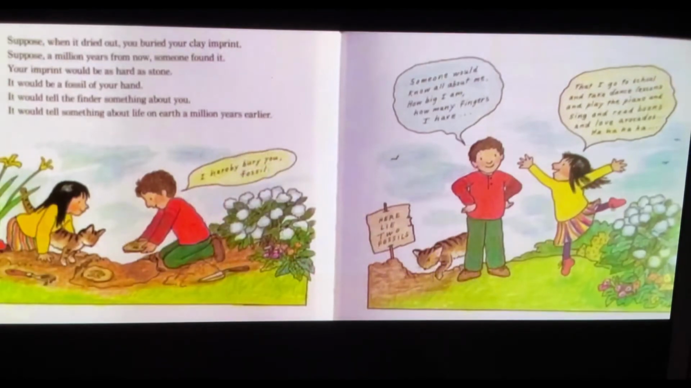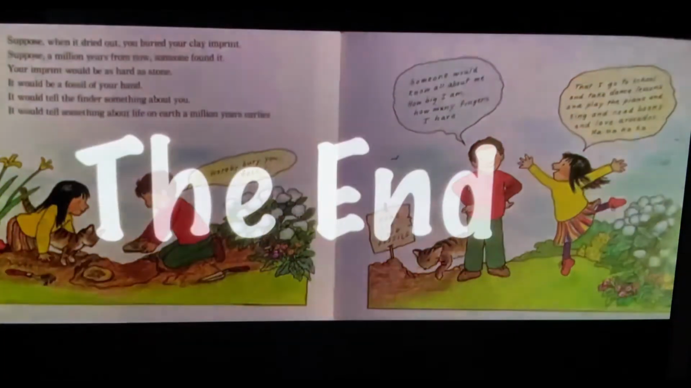Suppose when it dried out, you buried your clay imprint. Suppose 1 million years from now, someone found it. Your imprint would be as hard as stone. It would be a fossil of your hand. It would tell the finder something about you. It would tell something about life on Earth 1 million years earlier. The end.